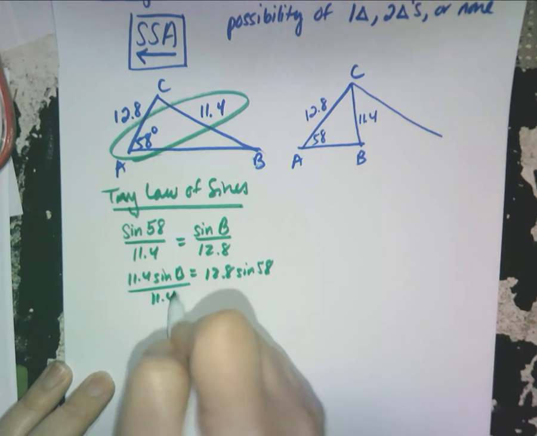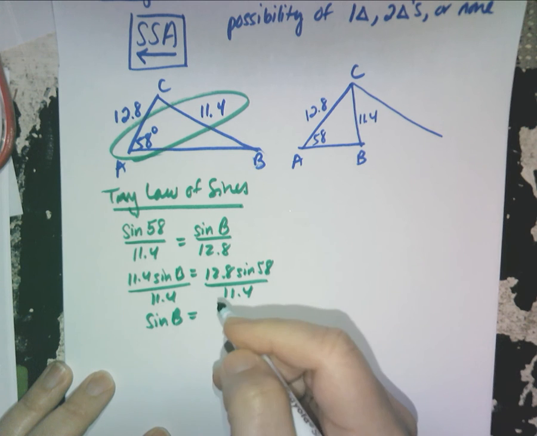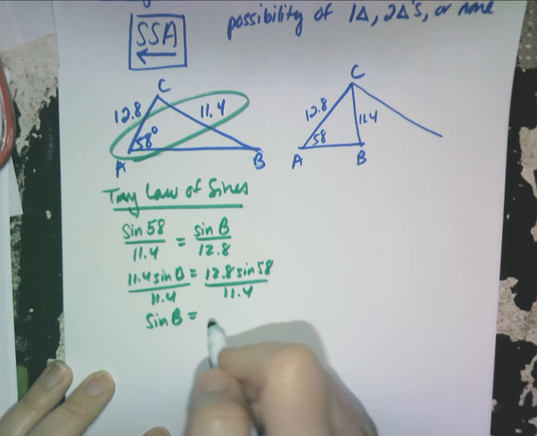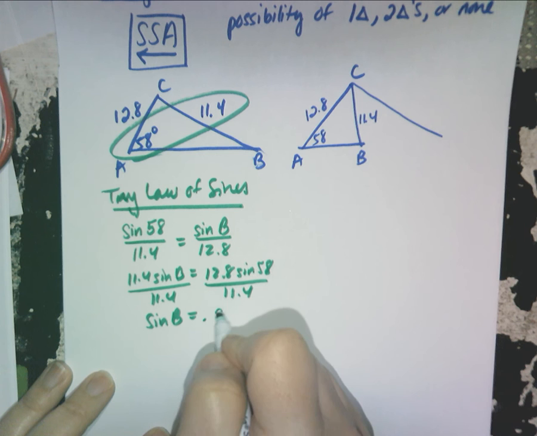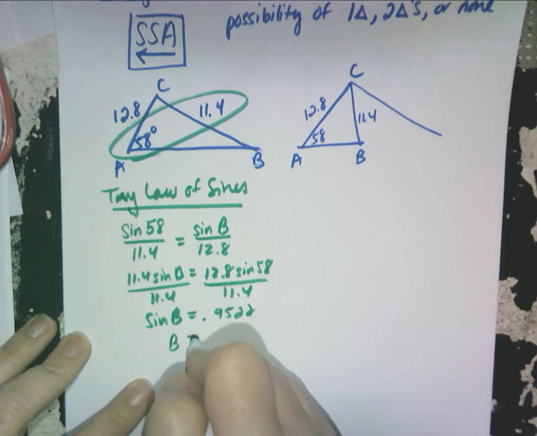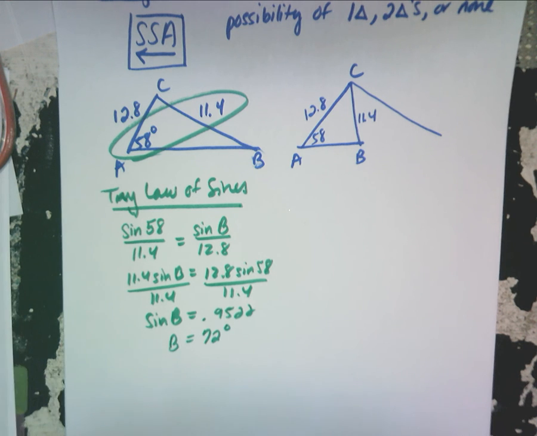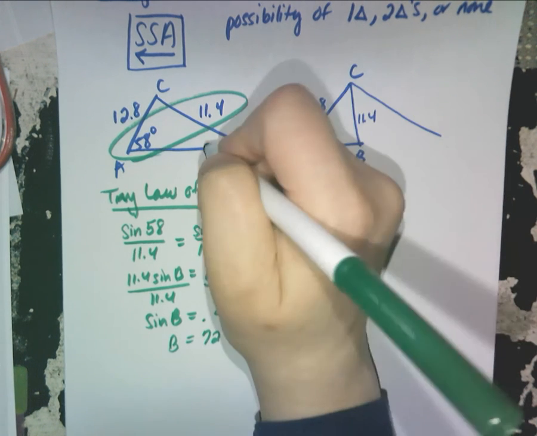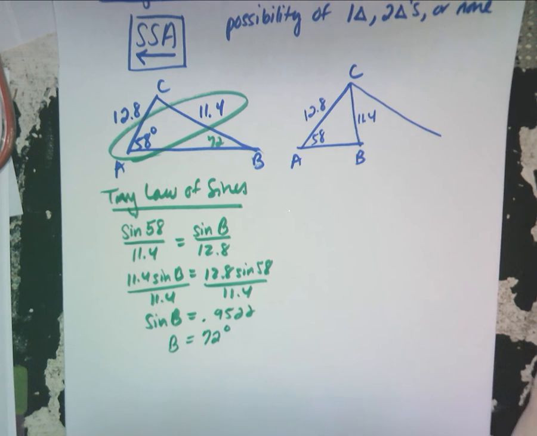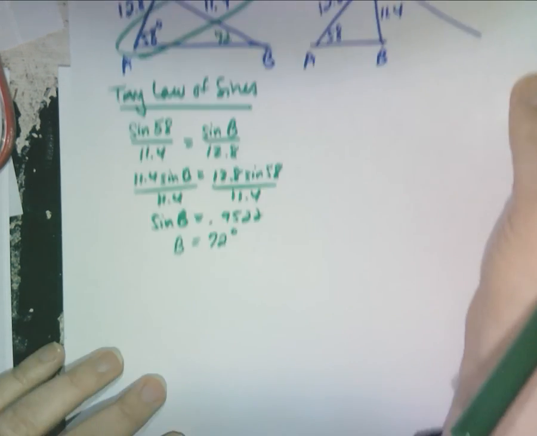Divide by 11.4. You get sine of B equaling, I'm just going by what I have in my notes, so hopefully it'll work out, 0.9522. And then you inverse sine it. And you get B, I'm going to give it to you, 72 degrees. It's like 72.2, but we're going to go there. Okay? All right, well, this is our problem. This could be 72 degrees. Yes, it could be. Okay? But now, it could also be something else.